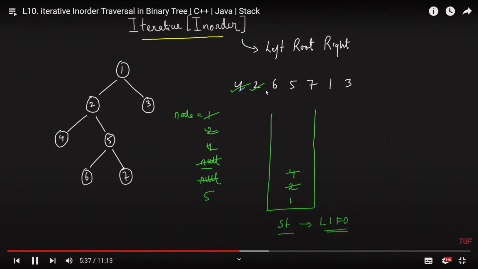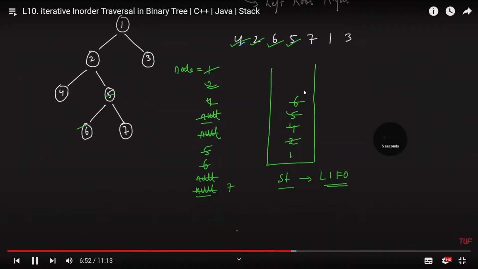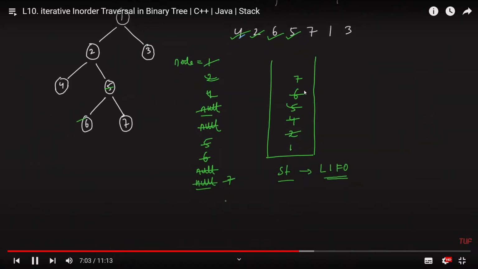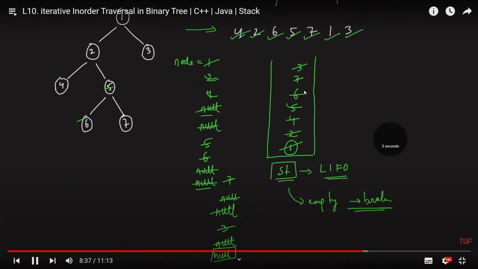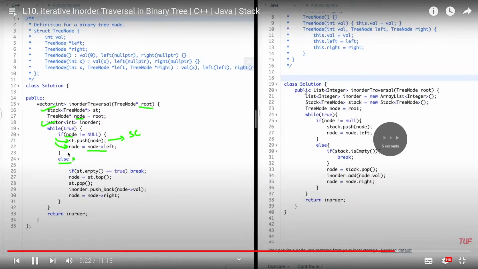Perfect. In the next iteration, when I come across, I will take this 5 and I'll put this into the stack. I'll assign that. So 5 right now, left of 7. So I'll move to null. Now that's time, just take it.